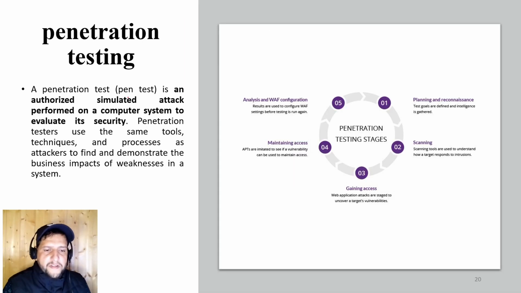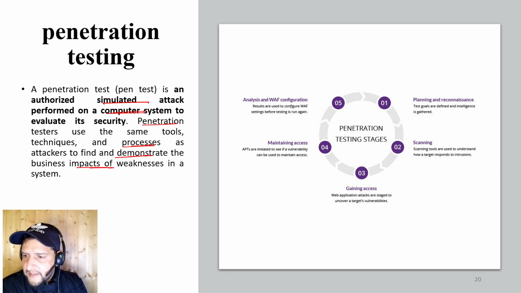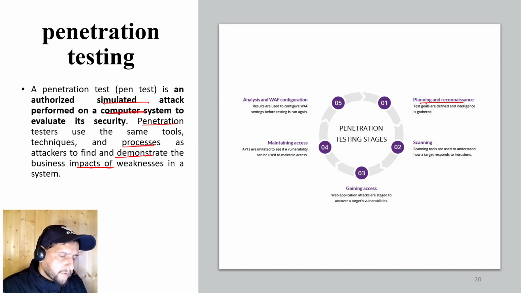Penetration testing is an authorized simulated attack which is done on a computer system to check its security. Pen testers use the same tools, techniques and processes as attackers to find and demonstrate the business impact of weaknesses in a system. These are the stages of penetration testing: you start with reconnaissance, you then scan the networks, you gain access, you try to maintain the access, and then you do analysis and WAF configuration.